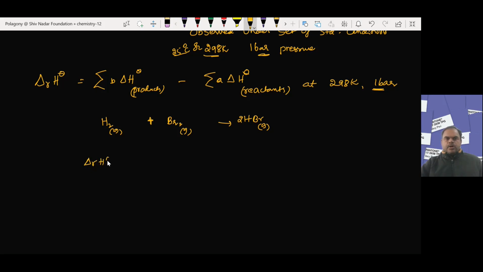During the formation of HBr, the standard enthalpy of reaction, delta R H naught, is equal to sigma b, the coefficient, times delta H of formation of the products, minus sigma a, the coefficient, times delta H, the enthalpy change of formation of the reactants.